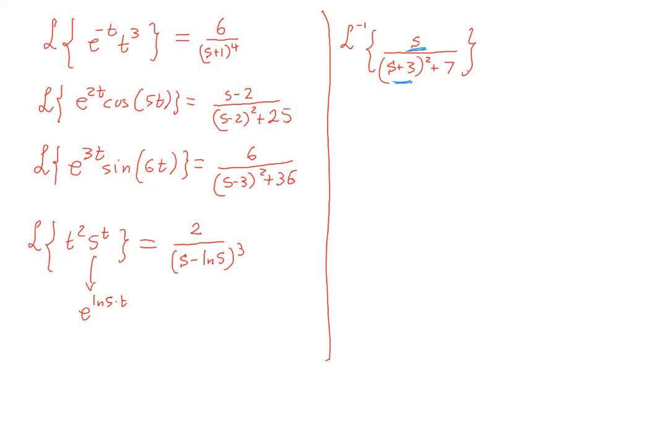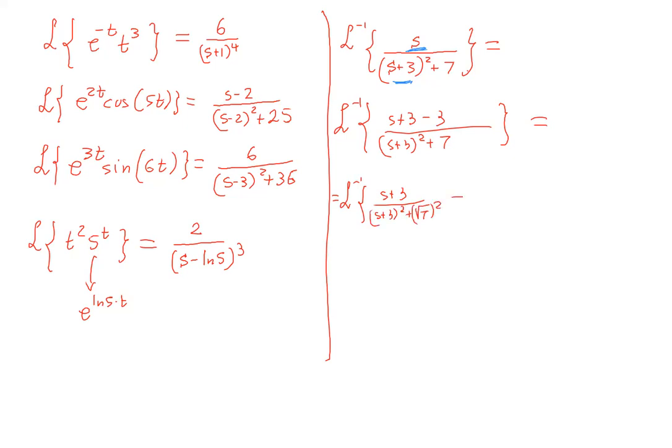The idea goes as follows. You need to create that s plus 3. So you need to rewrite this as s plus 3 minus 3 over (s plus 3) to the second plus 7. Now you break it into two pieces, and write this as s plus 3 over (s plus 3) squared plus 7, minus 3 over (s plus 3) plus square root of 7 squared.